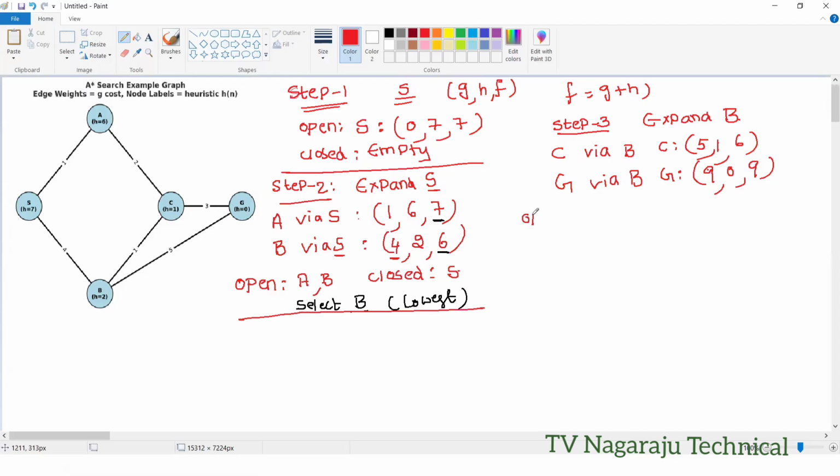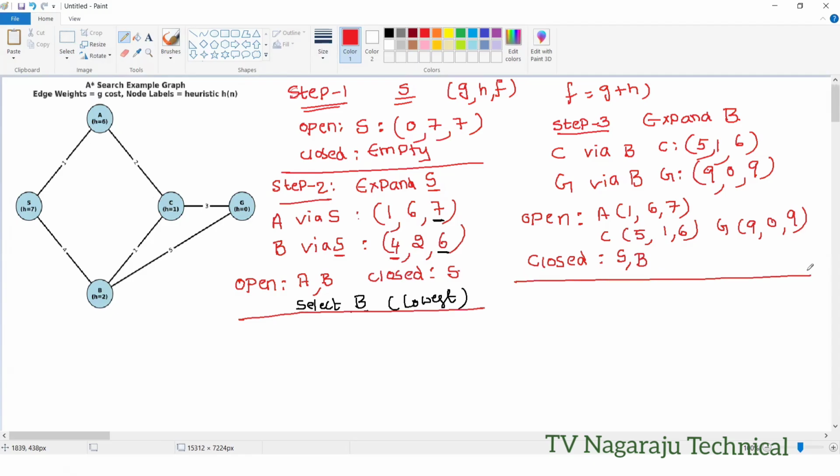Now I am expanding B and then updating the open. My open consists of A with the value 1, 6, 7, and open consists of C with the value 5, 1, 6. Open consists of G with the value 9, 0, 9. And what about my closed? My closed consists of S comma B. My step 3 is completed.